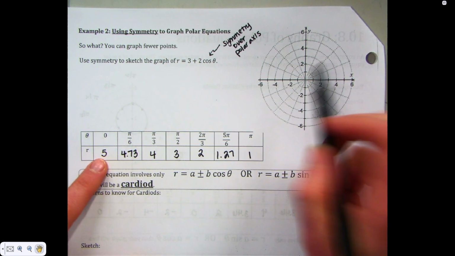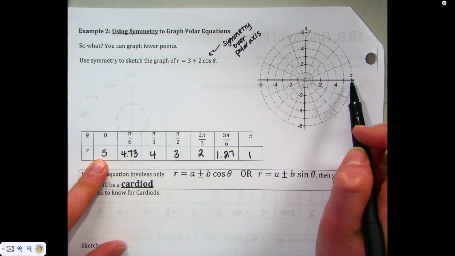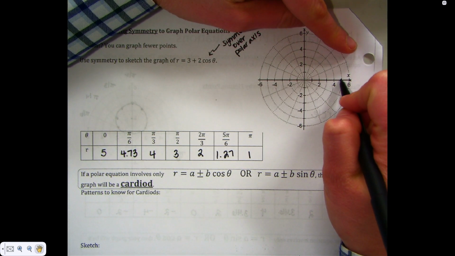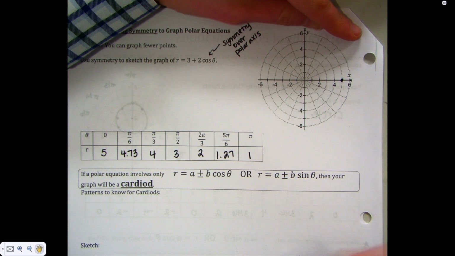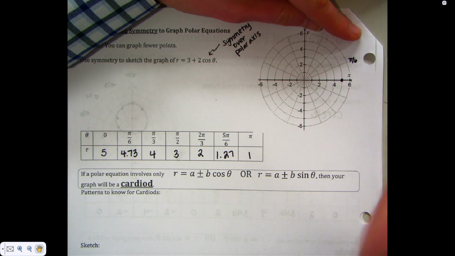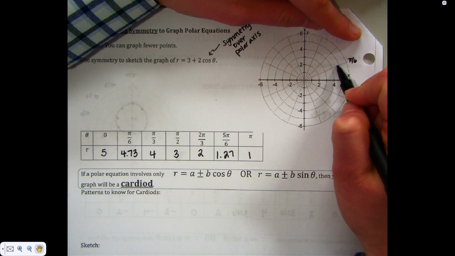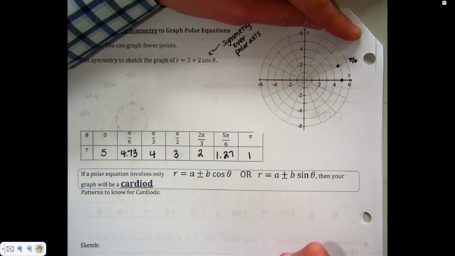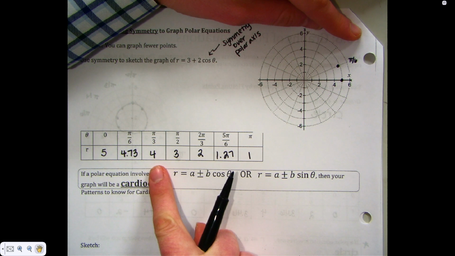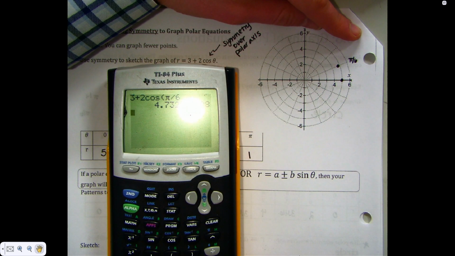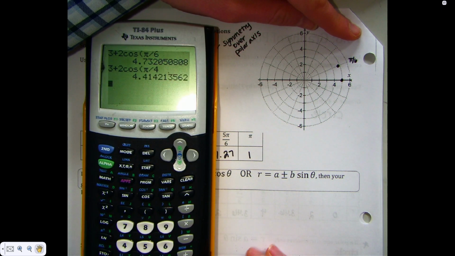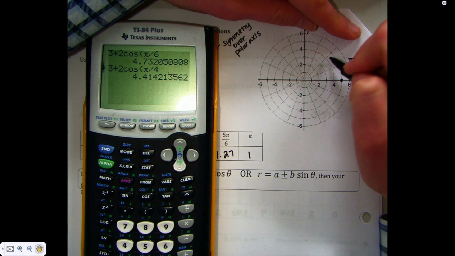In the direction of a 0 radian angle, I want to go out 5 units. So that would put my coordinate right here. And in the direction of pi over 6, 4.73. So along that angle, I'm going to go just a little shy of 5. And I didn't put pi over 4 in here, but let's do it anyways. We've got 3 plus 2 cosine of pi over 4, just because we're new at this. We're still learning how to connect the dots. That puts me at about 4.4. So we'll put it sort of in the middle here.